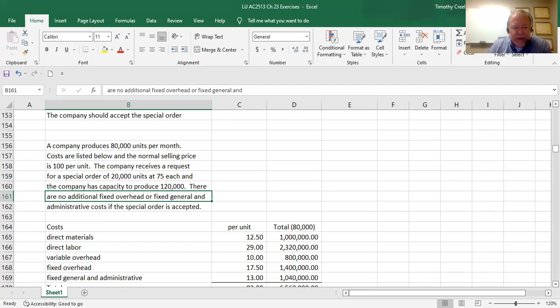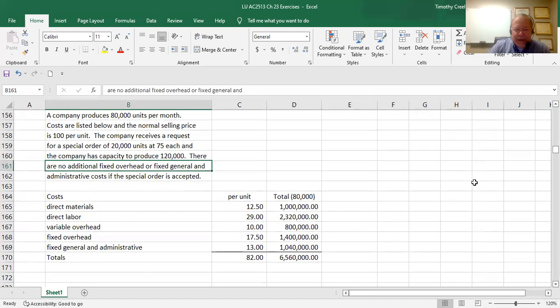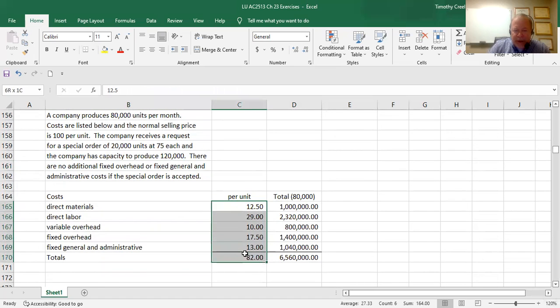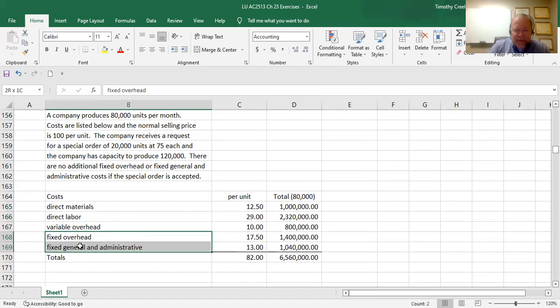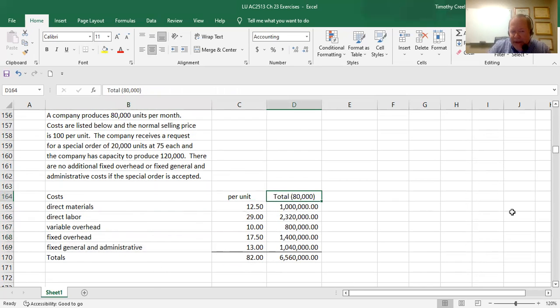Now, there are no additional fixed overhead or fixed general and administrative cost if the special order is accepted. So what that means is that only variable costs are really going to apply to this product, that there's not going to be any fixed overhead or fixed general administrative cost related to it. So as we come down the list here, these are the normal cost of production. But notice it includes fixed overhead, fixed general administrative. This is them producing 80,000 units. This is normally what their costs are.